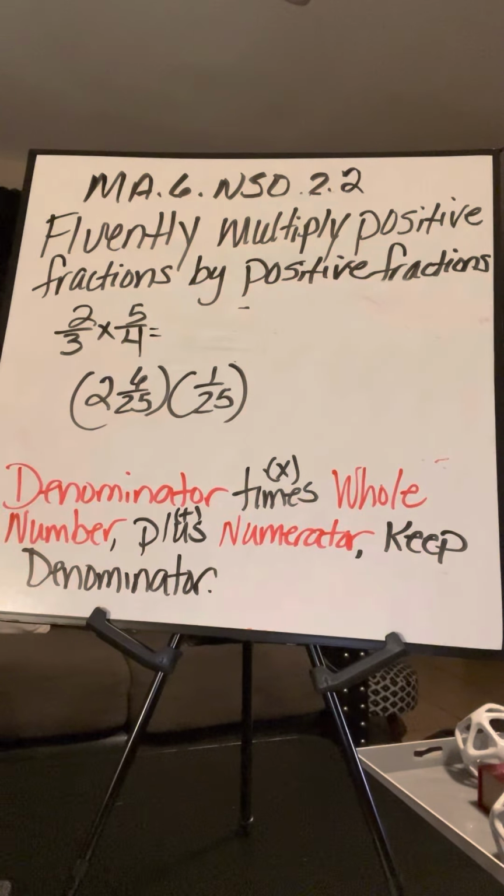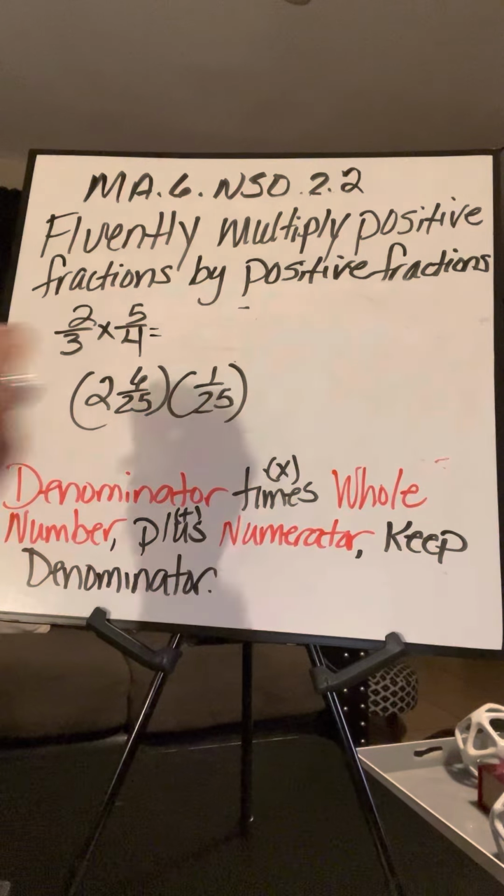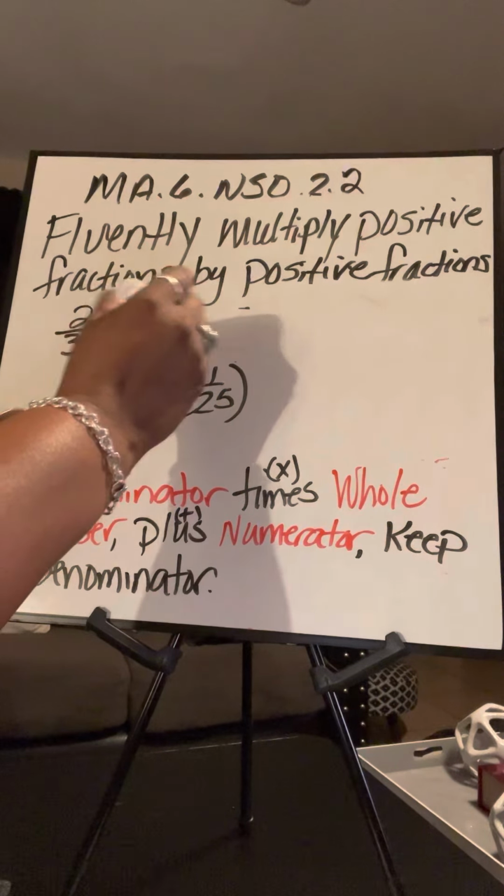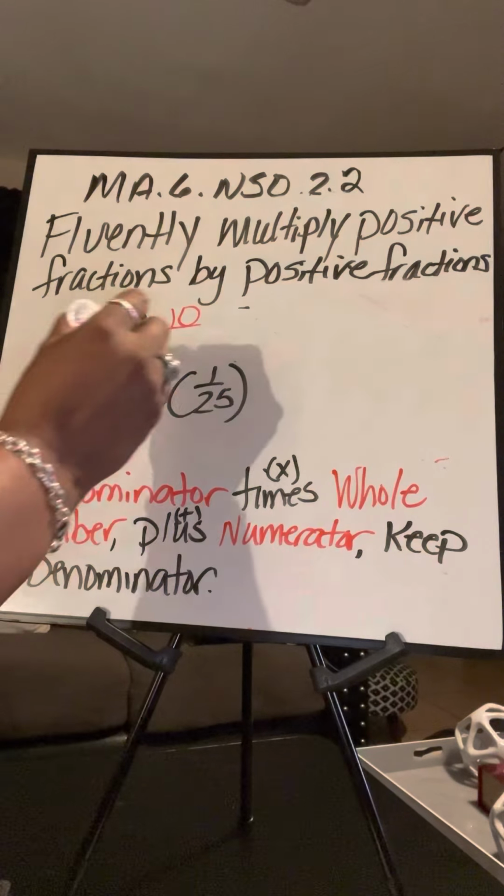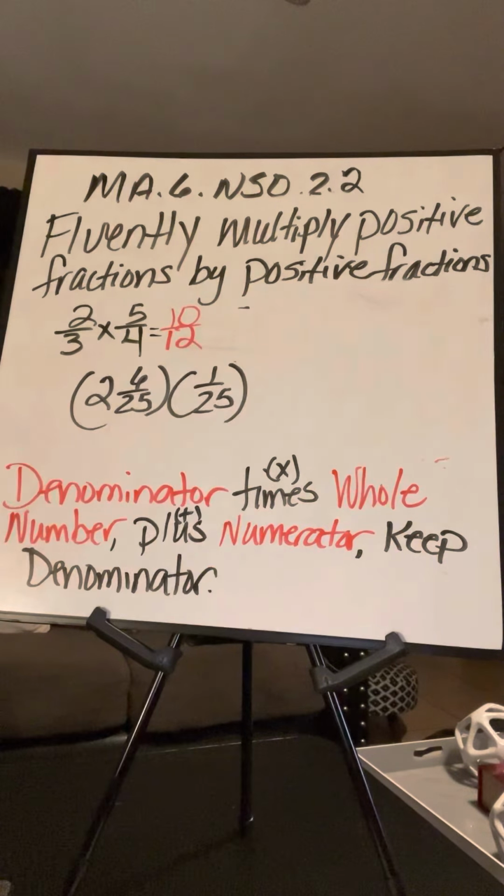So 2 times 5 is 10. And then 3 times 4 is 12. It's not asking me to simplify it or anything. And if it did ask me to simplify it, I'll just find the GCF that they have in common, and then I would divide both numbers by the GCF.